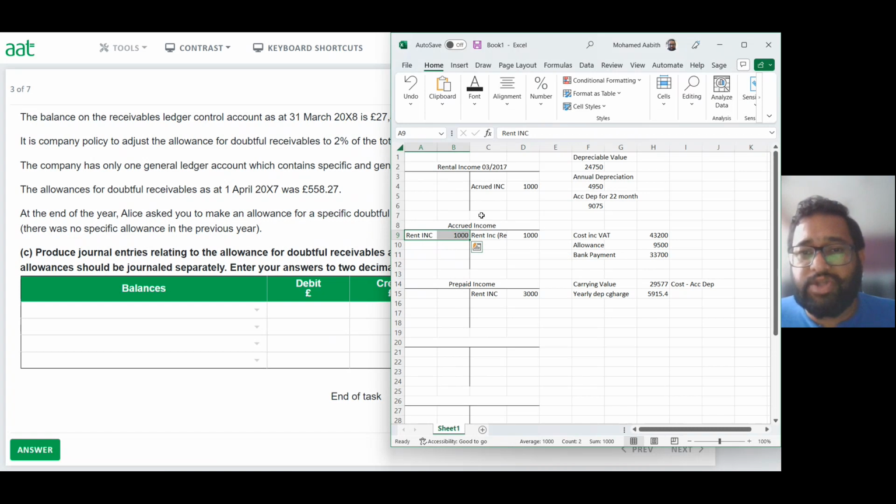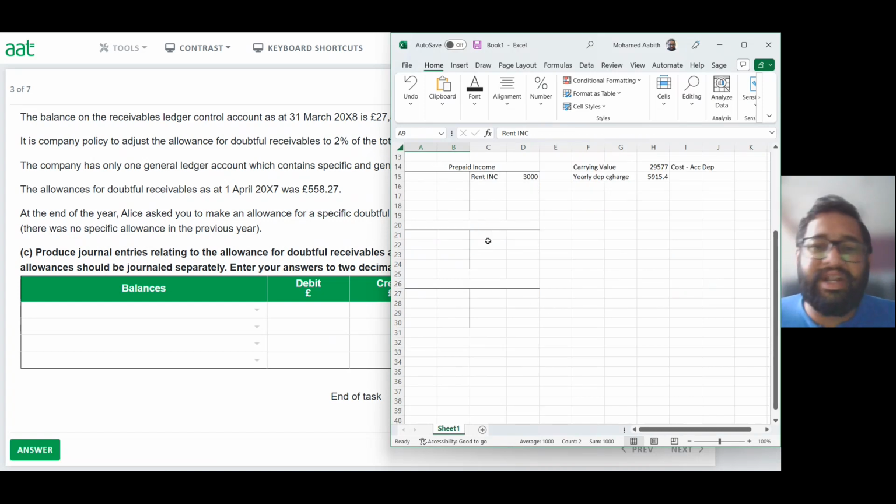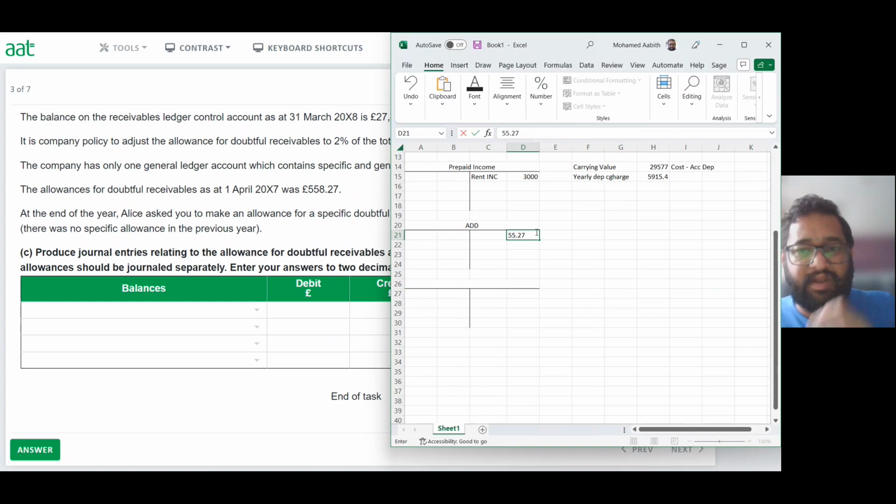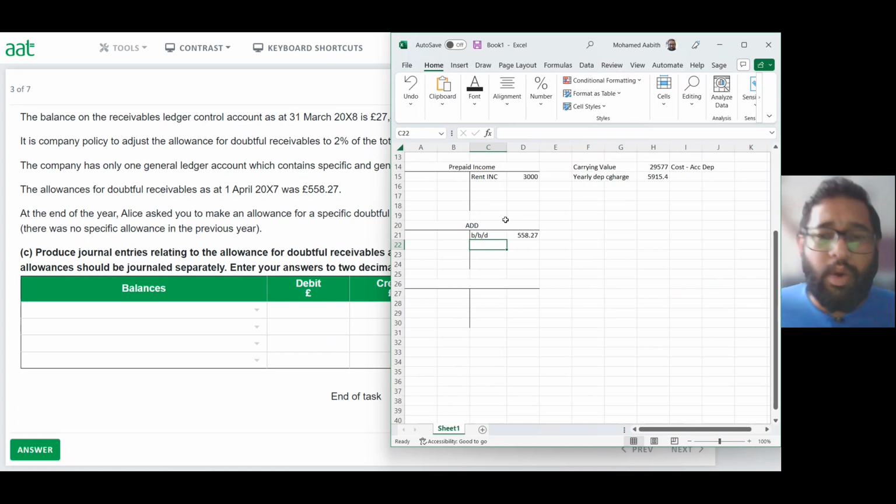So for that one, I'm just going to bring this again to the T accounts. All right, so let's see here. This is my allowance for doubtful debt account, and it has a balance brought down of 558.27. All right. So now what is happening? We have to add a new specific allowance for doubtful debt.